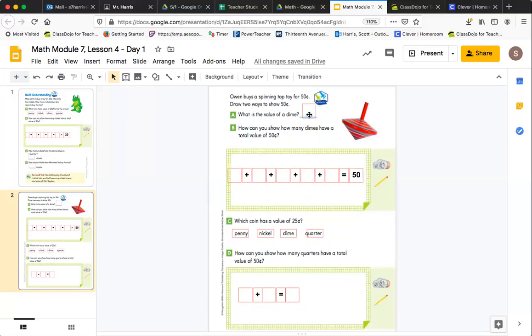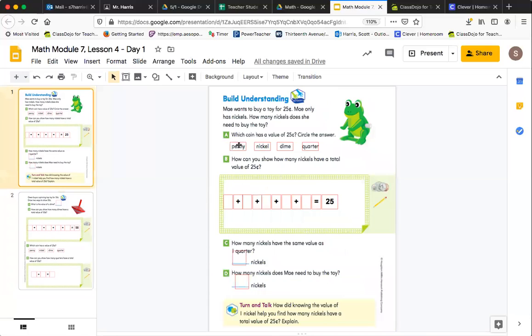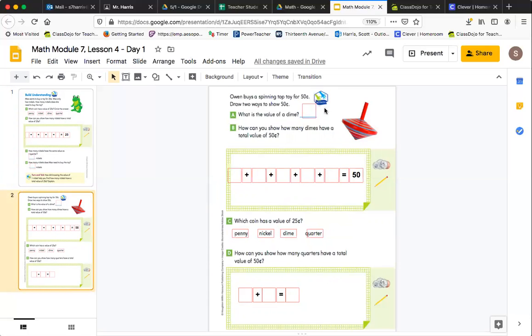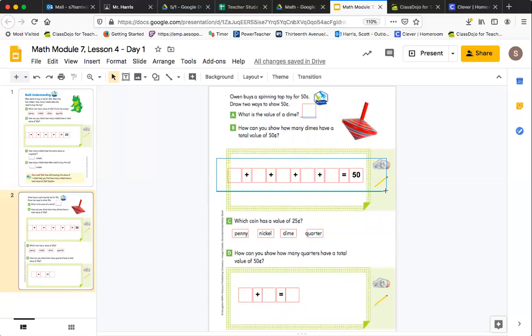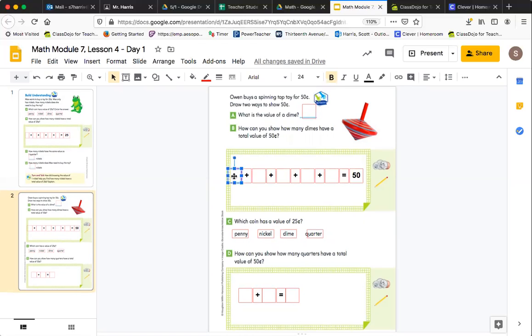Letter A asks us, what is the value of a dime? Fill that in here. Remember, we talked about the different coins. What's the value of a dime? And put that in here. And now, how can you show how many dimes have a value of 50 cents? So if a dime, you know the value of it, count them up, and now you're counting by those up to 50 cents. Dime plus dime plus dime plus dime plus dime equals 50 cents.